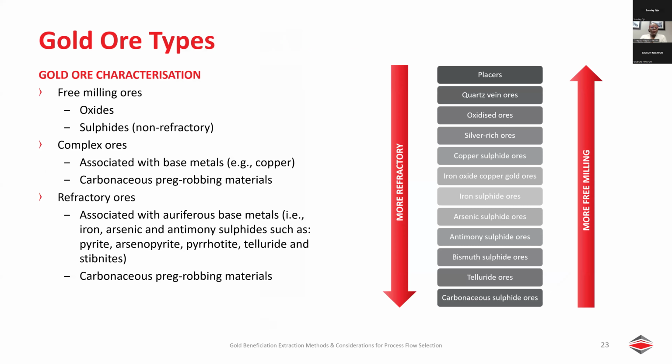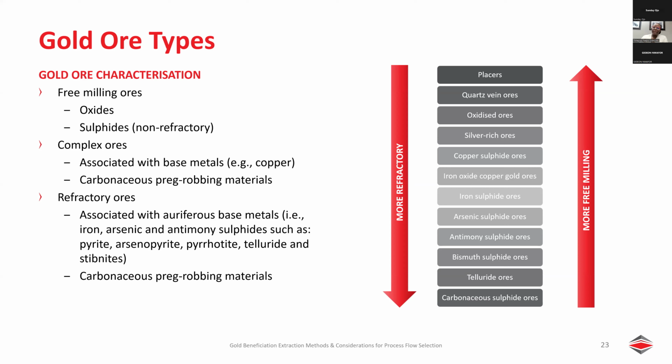Okay, the gold ore types. So gold ore is typically classified as free milling, complex, or refractory. So your free milling ores consist of oxides and your non-refractory sulfides. Then your complex and refractory ores contain varying compositions of auriferous base metals, and they also may be robbing as well.